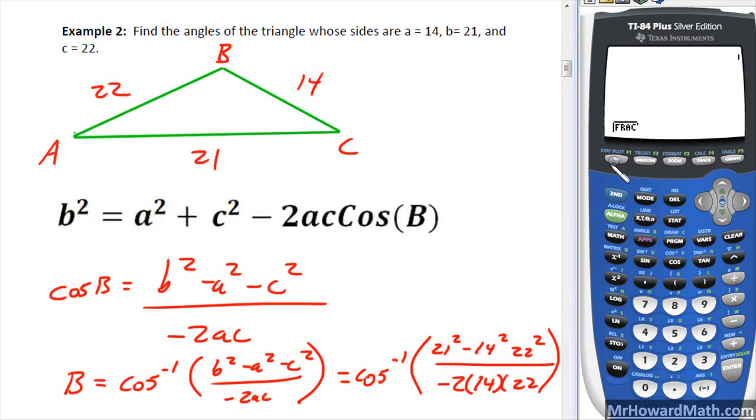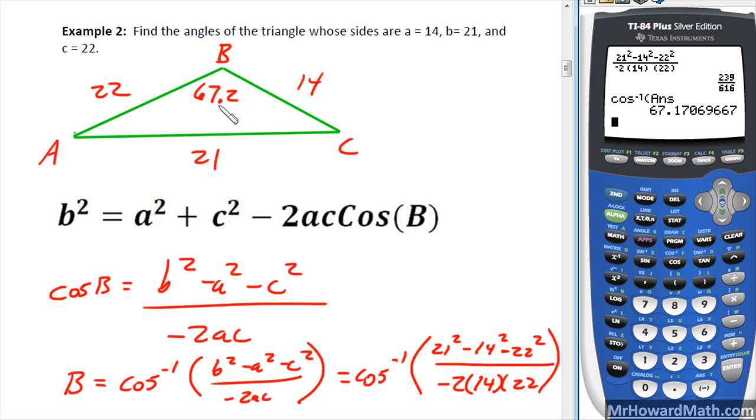So let's use our fraction button here. Alpha y equals enter. Numerator 21 squared, subtract 14 squared. And then this was a subtract here. Subtract 22 squared, and that's all over negative 2 times 14 times 22. And I'll get that value, and then I should have done cosine inverse. I didn't type that in, so that's fine. We can do the cosine inverse of the answer we just got there, and we get 67.2 degrees, and that was for angle B, so 67.2.